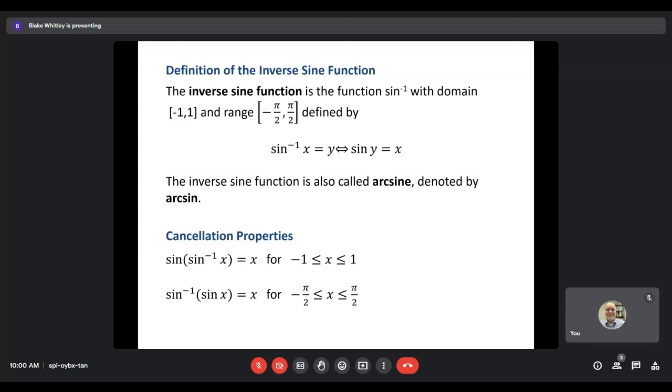Now we can also call this the arc sine, right? So you can see it written those two ways. And then our cancellation properties: if we take the sine of the inverse sine of x or the inverse sine of the sine of x, we're going to get x. Those two things are going to cancel out as long as our domains are appropriate. So we just have to make sure that we have values that actually work within the function itself. And that's what they're telling you there, from -1 to 1 for the original one, and then -pi/2 to pi/2 for that bottom one.